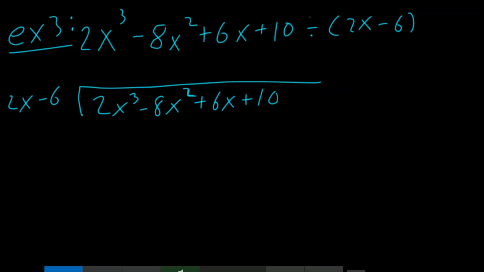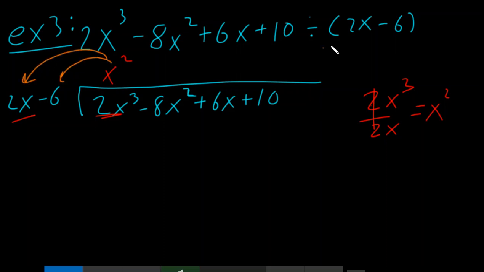We know that we're going to start by dividing our leading coefficients. So I have 2x cubed divided by 2x. And you'll notice 2 divided by 2 is 1, and x cubed divided by x is x squared. So I'll go ahead and write x squared. Now from here, I multiply the leading term of my quotient by the two terms of the divisor, and x squared times 2x is 2x cubed, and x squared times negative 6 is negative 6x squared.